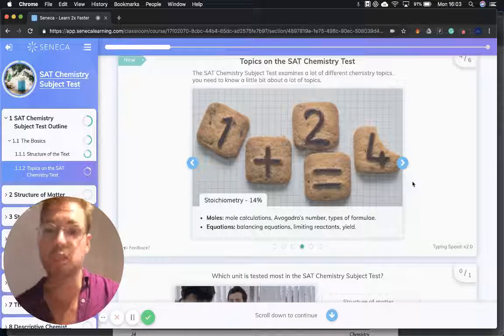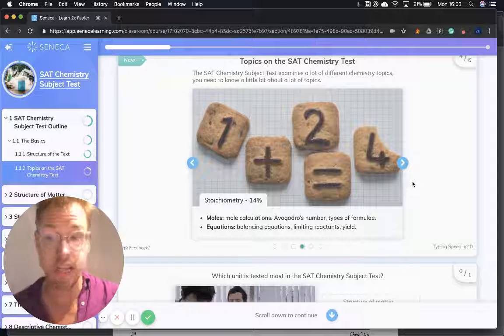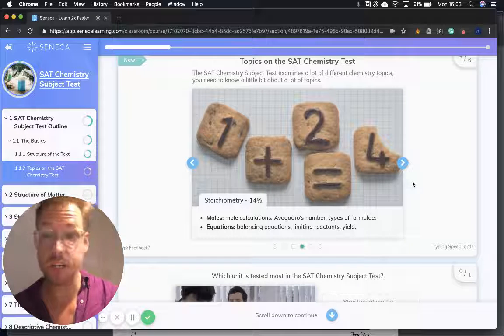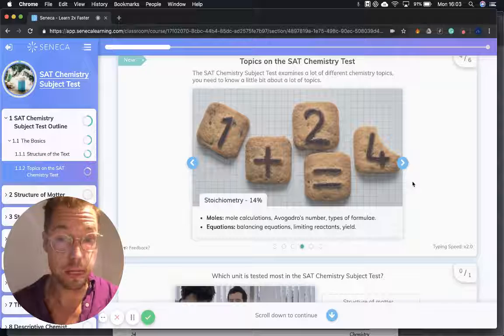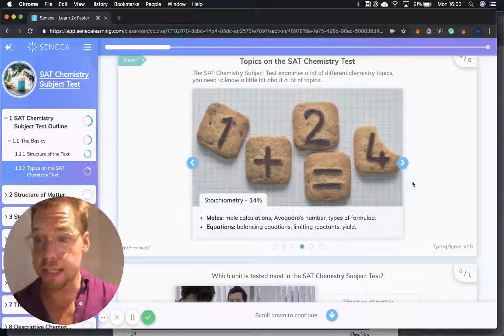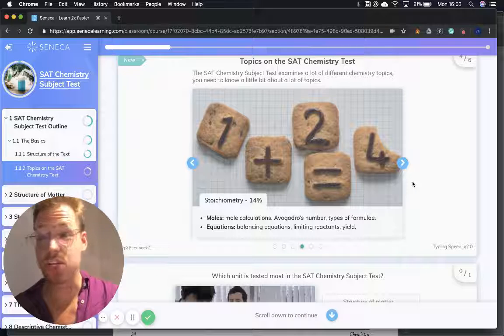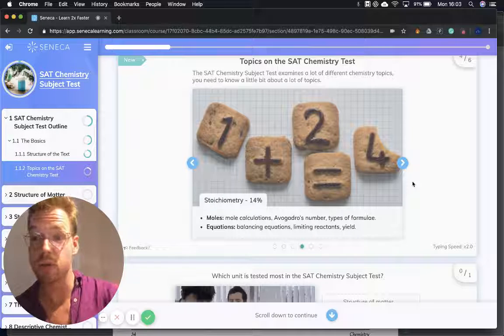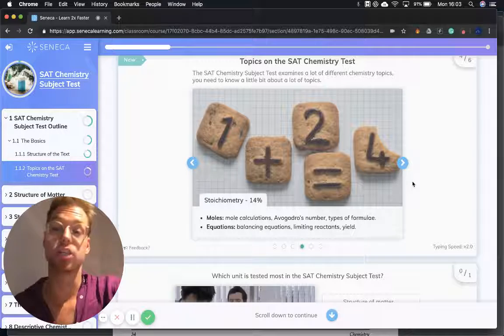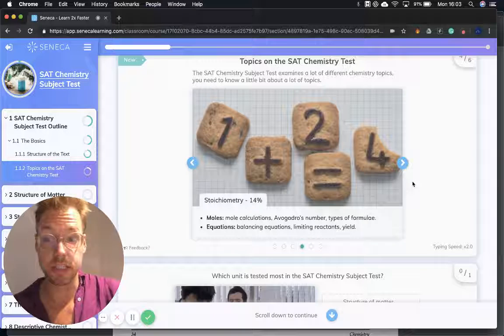Oh honey, there's more. Stoichiometry, that's going to be 14%. So lots of calculations, mole calculations, Avogadro's number, types of formulae, balancing equations, yields, that kind of stuff. I would make a list of all the formulae you need to know and just do that as you're revising for the course, while you're going through your textbook, while you're going through the modules on Seneca. Just make sure you list out all the formulae you need to know.